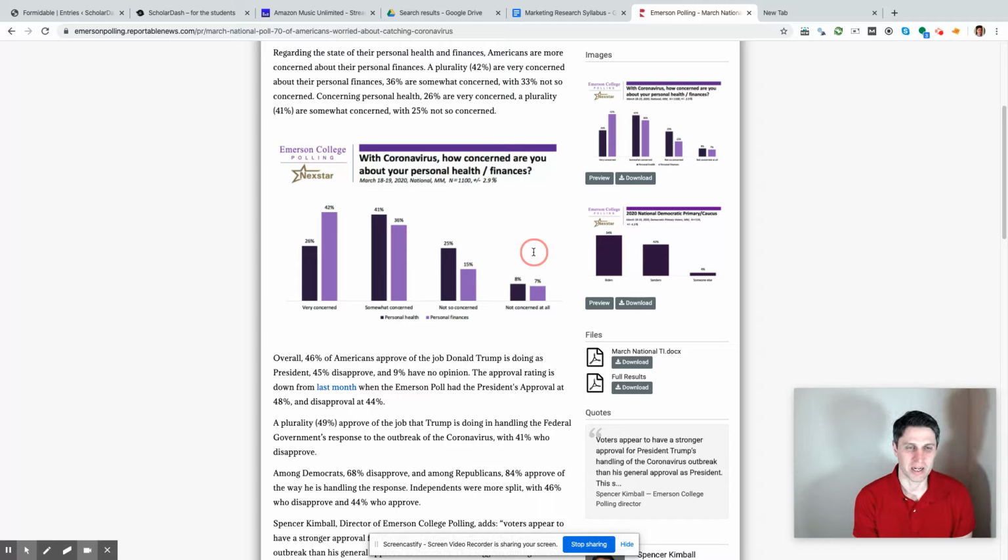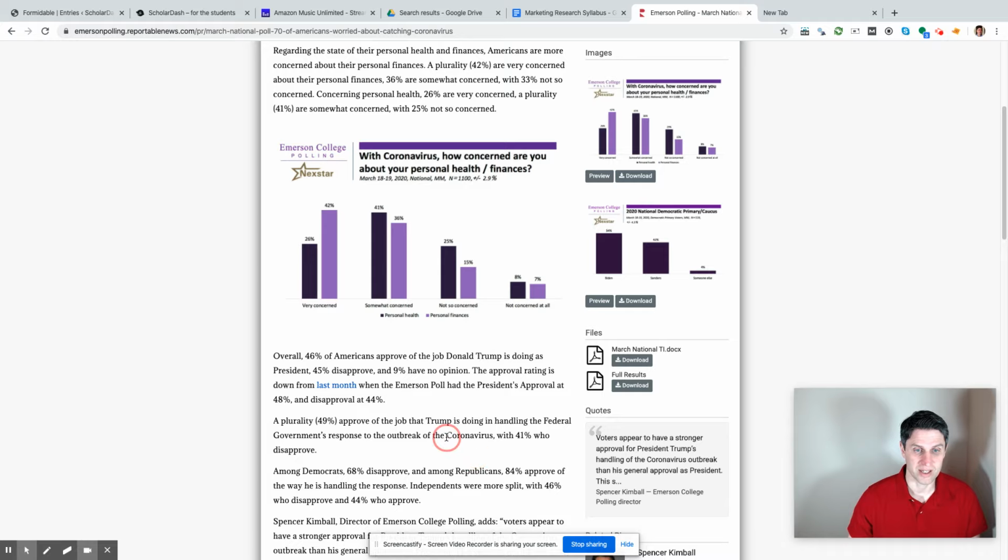They talk about among Democrats, 68% disapprove, and among Republicans, 84% approve of the way he is handling the response. But again, what's the question? I don't actually see the exact question here. So we can assume it's something close to, do you approve of the job Donald Trump is doing as president? Or, sorry, I'm actually talking about the coronavirus. So, do you approve of the job that Trump is doing in handling the federal government's response to the outbreak of the coronavirus? So that's a long, really wordy question, which is tricky, right? Because if you're trying to answer this, there's a lot going on there.